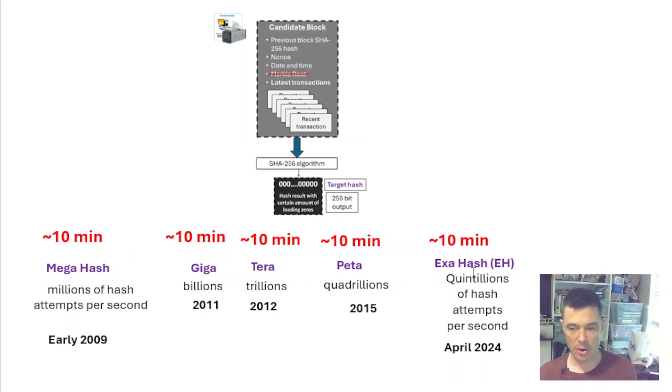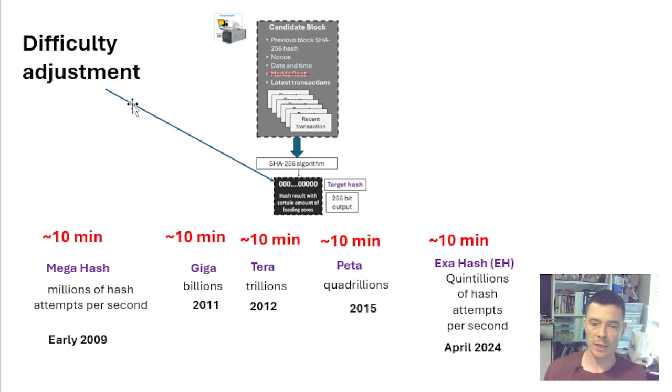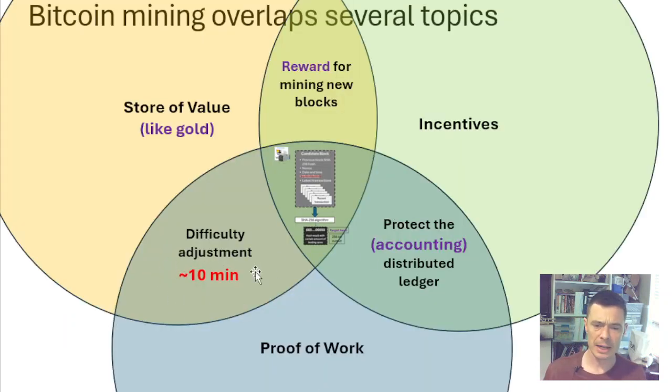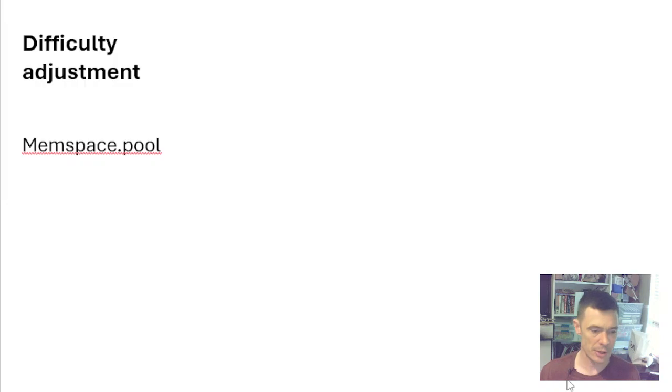But despite all this changing hash power, in each one of these periods, the time required for all the miners in the world combined to find this hash target with a certain number of leading zeros has very consistently stayed at an average of 10 minutes. And that's due to what's called the difficulty adjustment, which can change, and does change, the number of leading zeros required for a valid block. And it's the 10-minute piece of this that enables the store of value function, which in turn overlaps with monetary incentives and incentives to protect the accounting or ledger network. But for now, let's just see how it works.